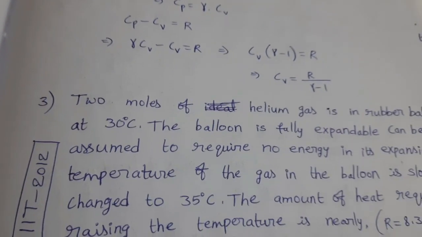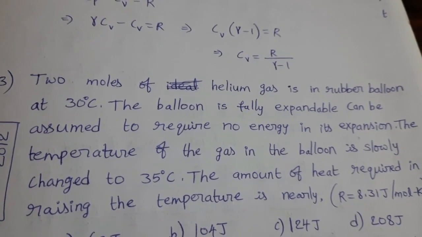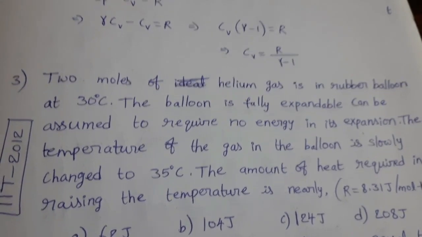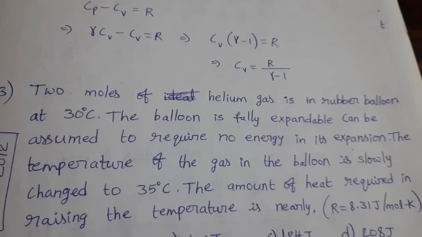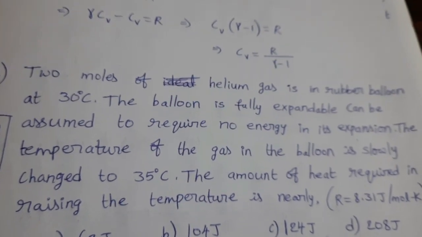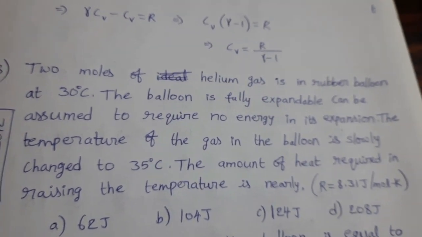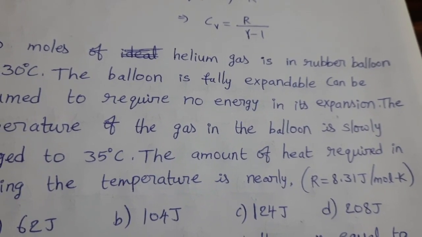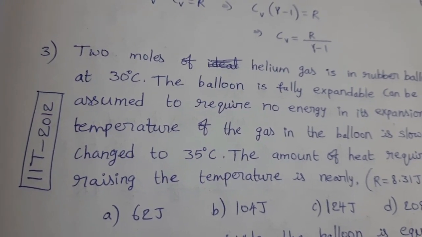Now next one. 2 moles of helium gas is in a rubber balloon at 30 degrees Celsius. The balloon is fully expandable and can be assumed to require no heat energy in its expansion. The temperature of the gas in the balloon is slowly changed to 35 degrees Celsius. The amount of heat required in raising the temperature is nearly, R value is given 8.31 joule mole inverse Kelvin inverse. So this question is given in IIT 2012 exam.